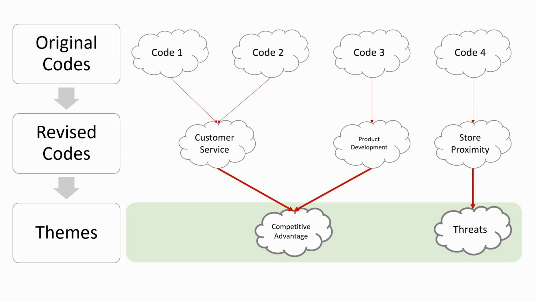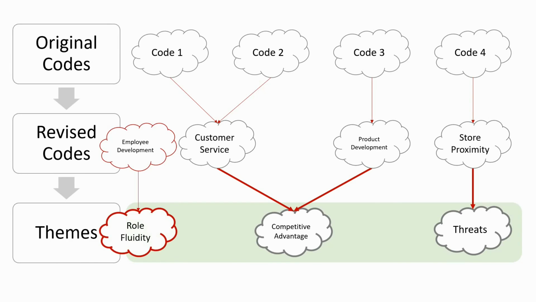If you find codes that do not fit into the general concepts that you are expecting based on existing literature, but they still relate to your research question, you can be creative and create a different set of themes for them. For instance, here, employee skills development can be linked to a creative theme called role fluidity, even if role fluidity does not show up in existing and established strategic literature.